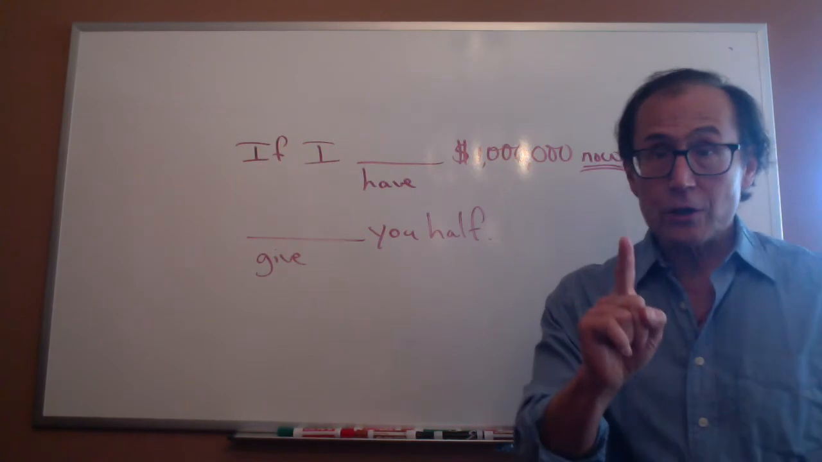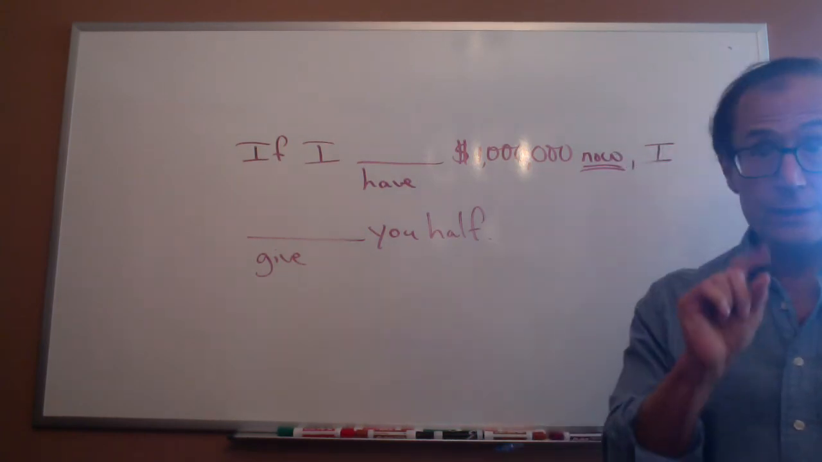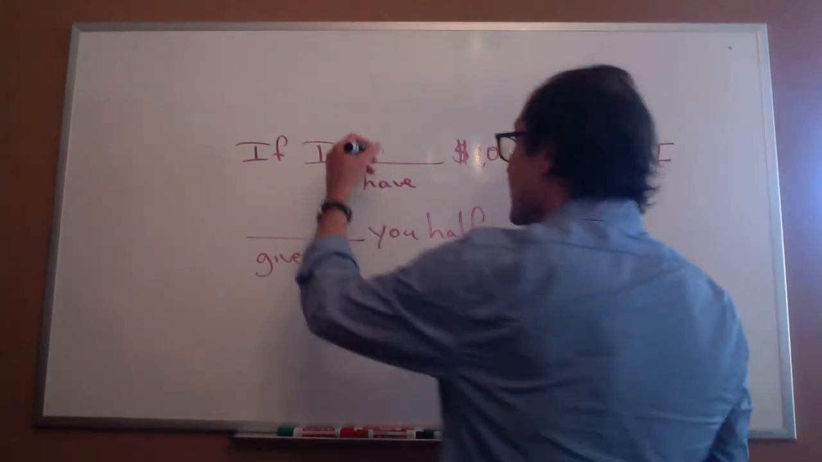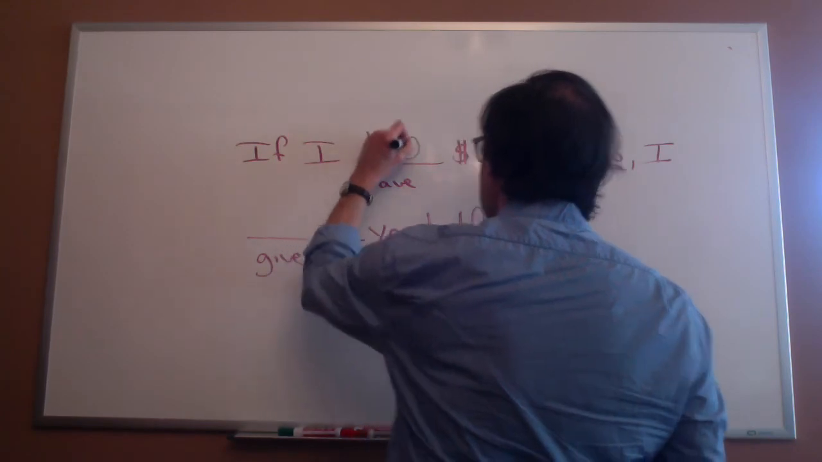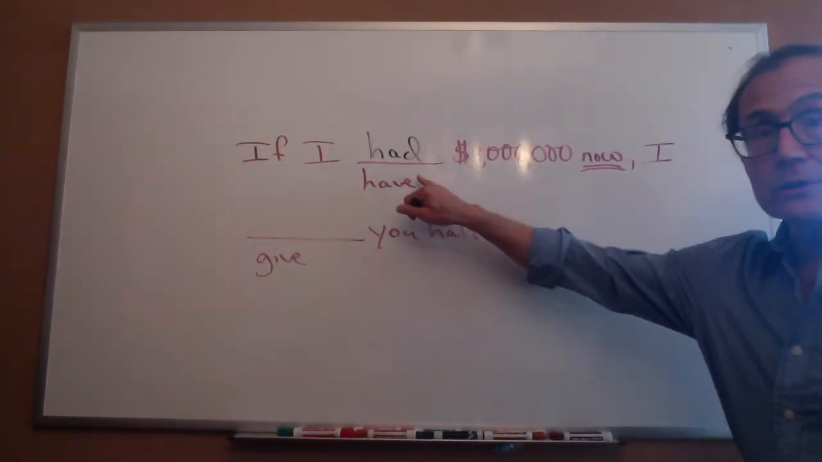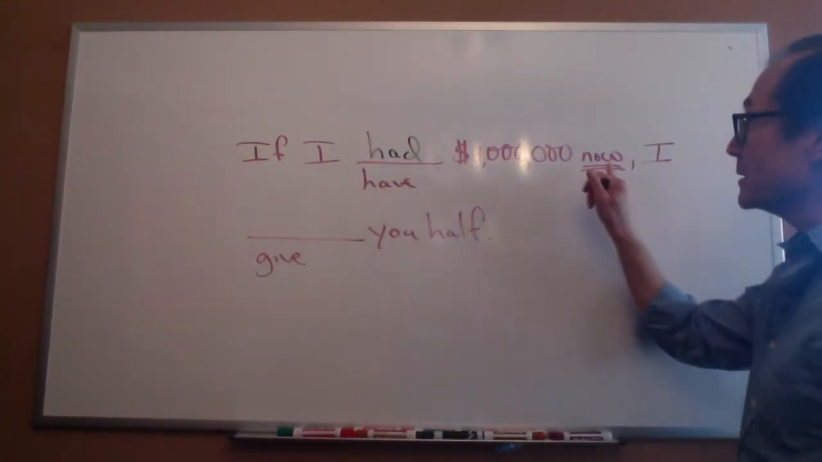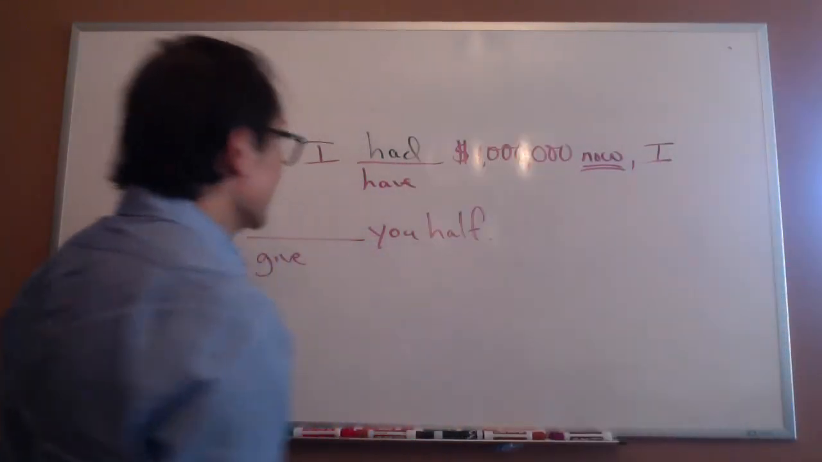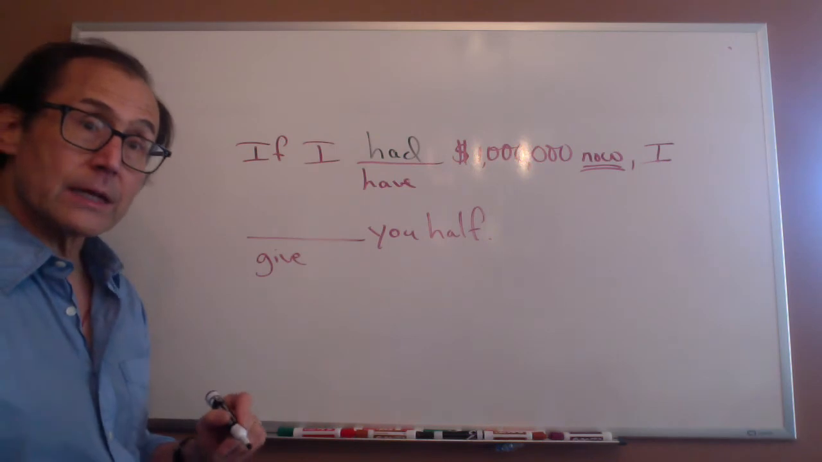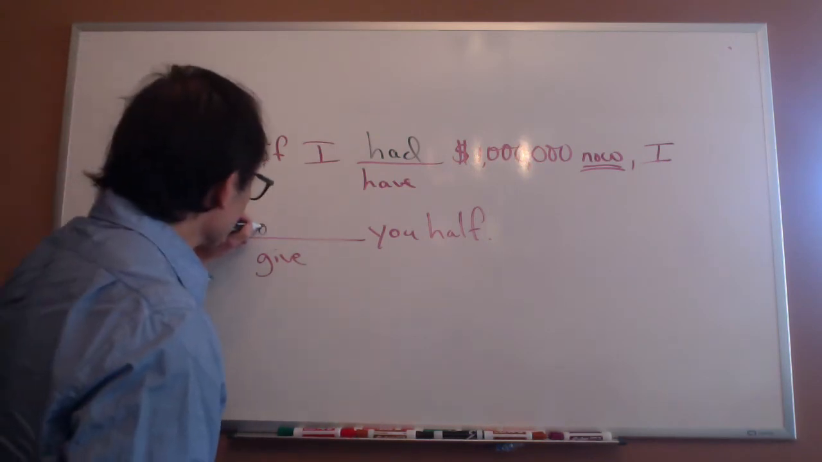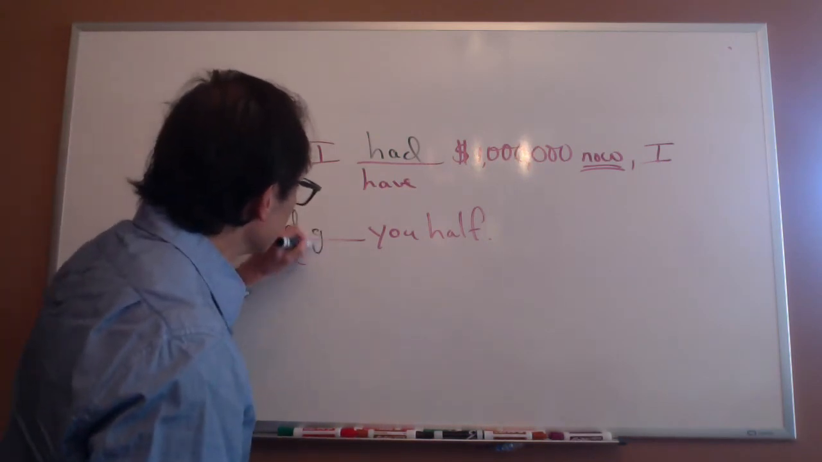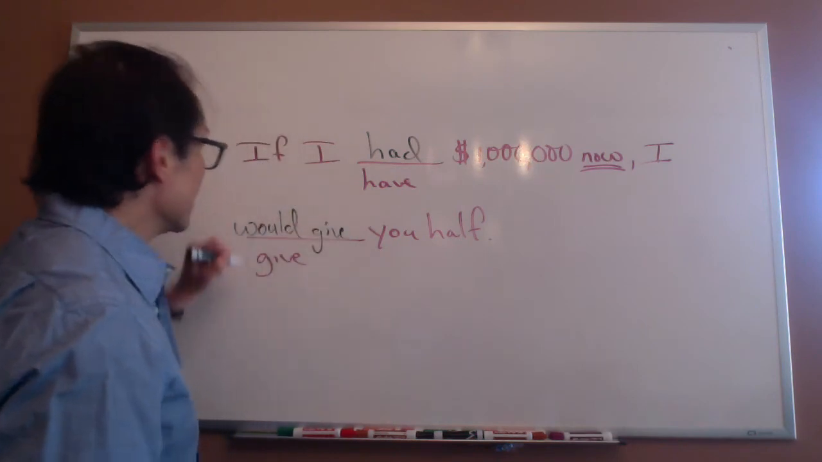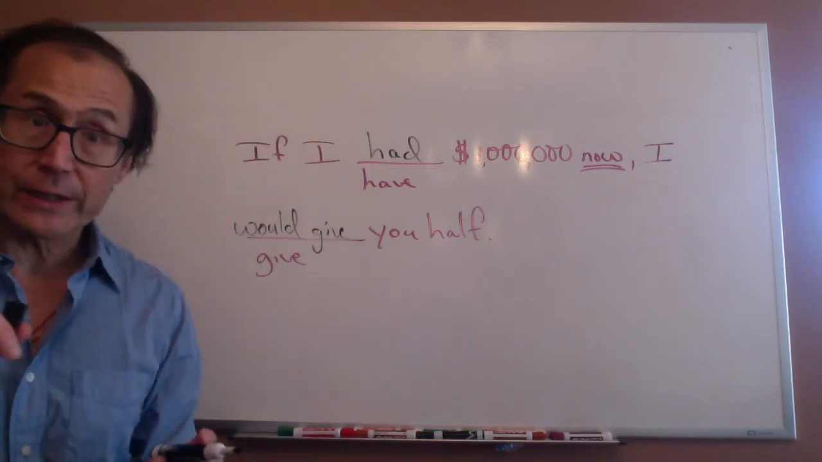The way I would show this is my imagination in English is I would say, if I had $1,000,000 now. Notice I use past to talk about now. And then I would say, if I had $1,000,000 now, I would give you half. Notice that would is the past of will.